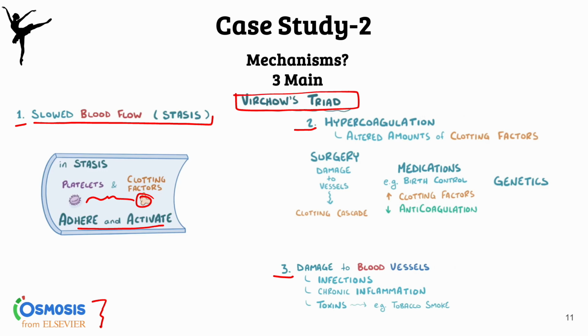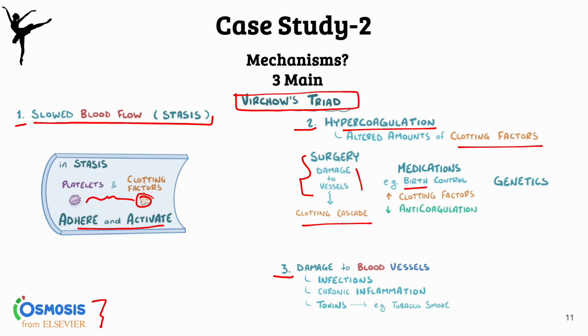And the second one being hypercoagulation. There are increasing amounts of clotting factors if they are present, like right after the surgery, as what Fiona, our ballet dancer, went through. That would damage the vessels and the clotting cascade would increase. That's the natural physiological response.